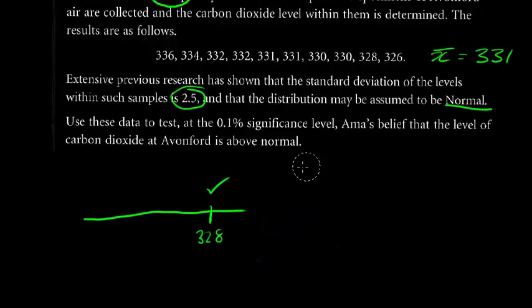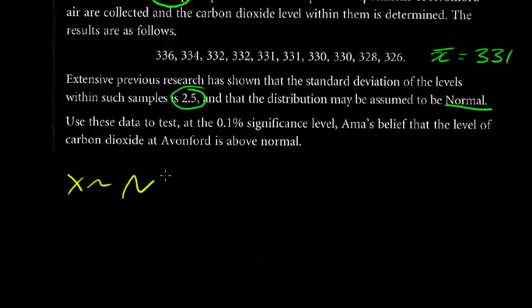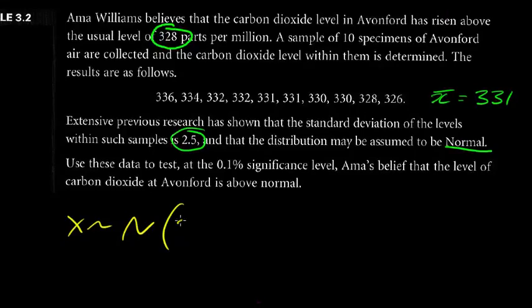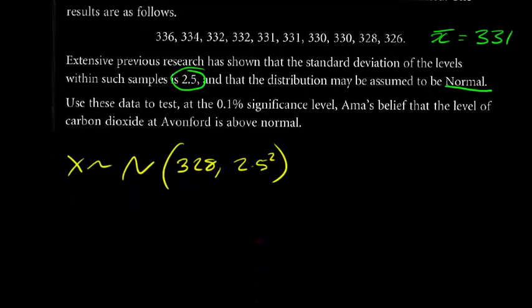We're going to have our normal distribution. Now remember, when you're setting up your normal distribution, you're trying to think about what the question's asked. And here our variable, which I'll call x, is normally distributed with, on average, 328 parts per million, and it said a standard deviation of 2.5, so my variance is 2.5 squared.